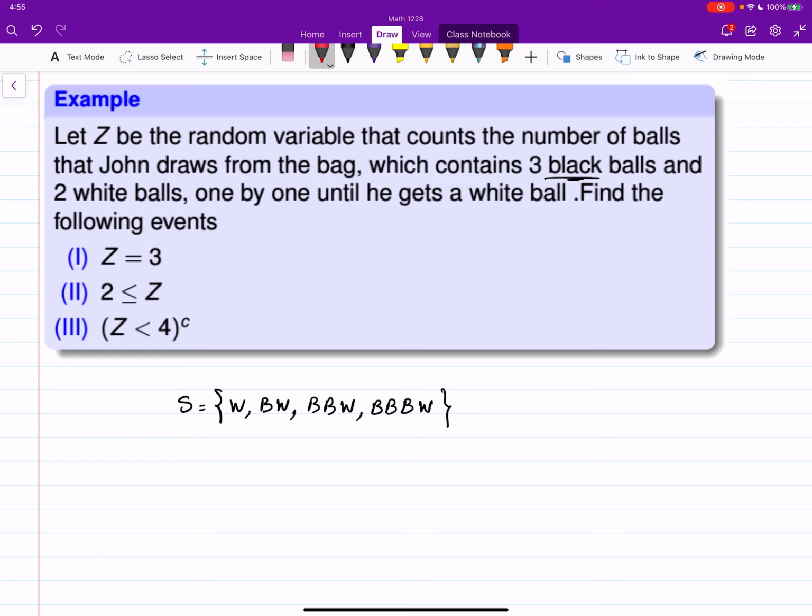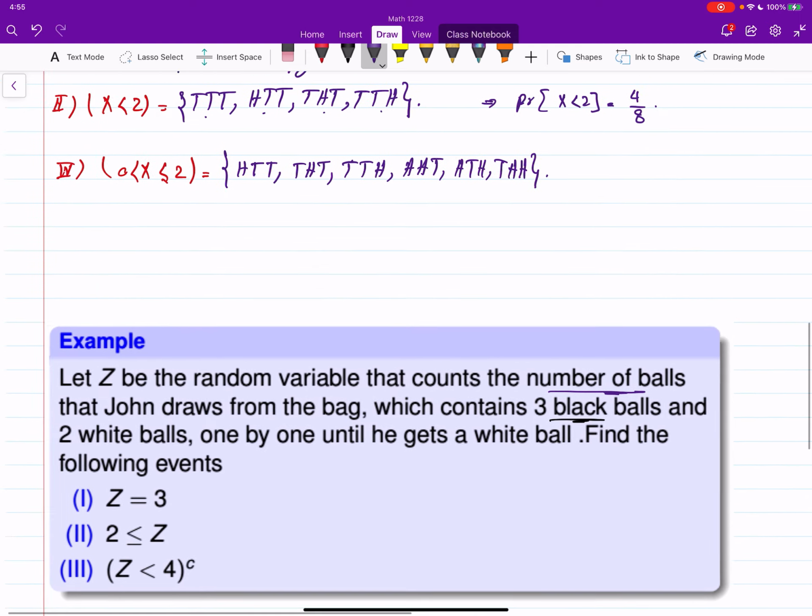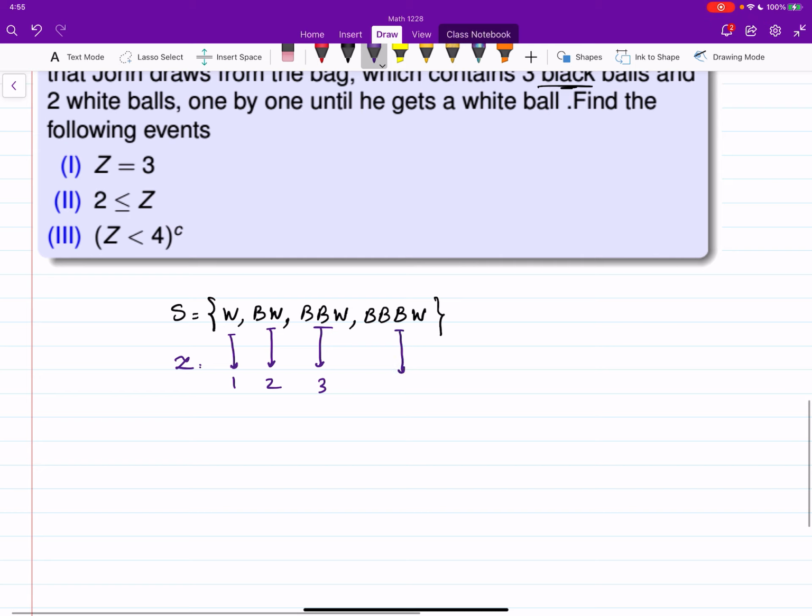Now, Z is the random variable which assigns these guys the number of balls drawn by John. So here there's only 1 drawn, here 2, here 3. Note that we are counting both black ones and white ones, and this is 4. Now, the probability of the event Z equal to 3 means put all the sample points for which Z is equal to 3. There's only one, b, b, w.